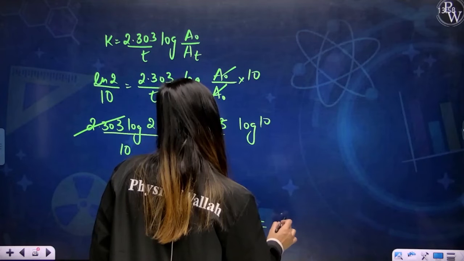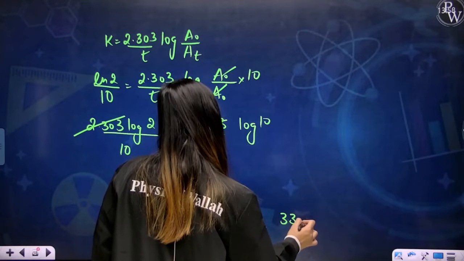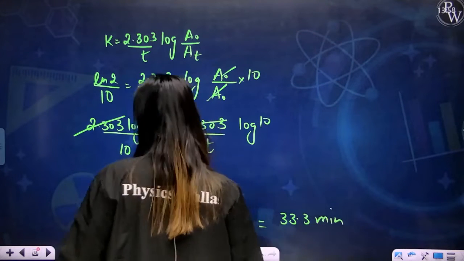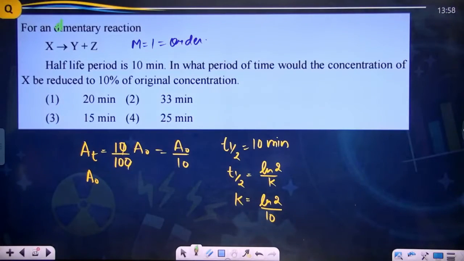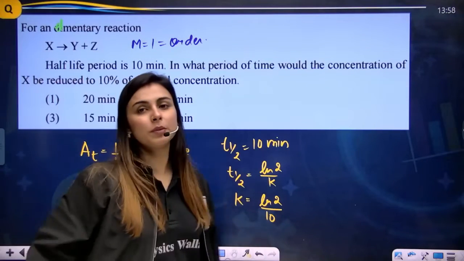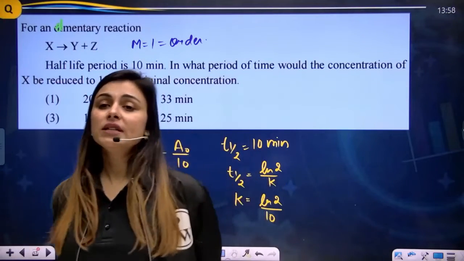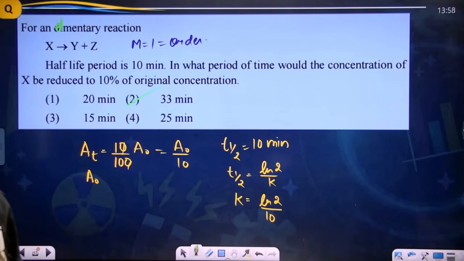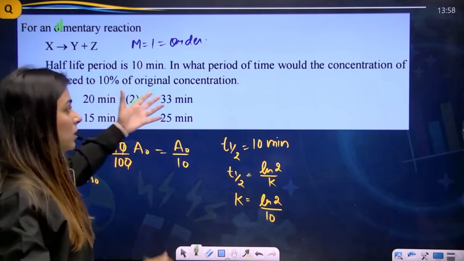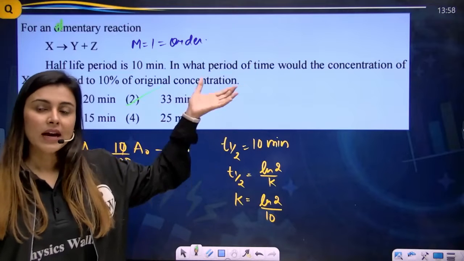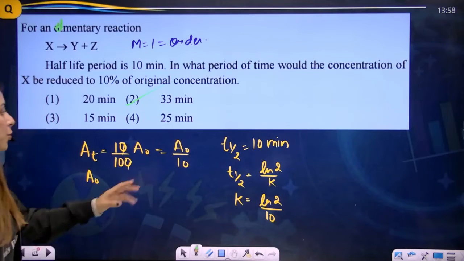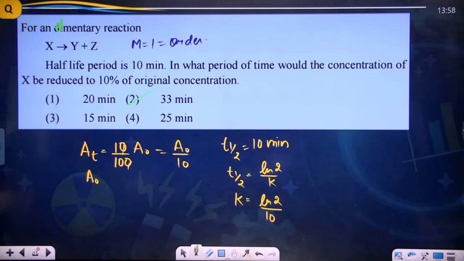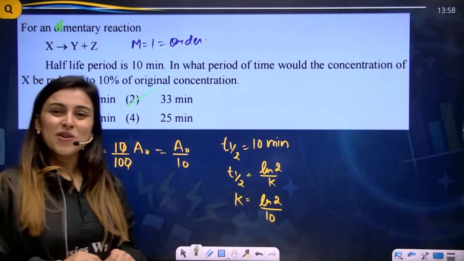So this would be 33.3 minutes. Is this an option? Yeah, 33 minutes. So option 2 will be your correct answer. This is how you will be solving these questions. You just need to understand what the question is trying to tell you and solve the question. Perfect. I hope you're clear with this. We have used all the things that we have discussed about first order in this particular question.